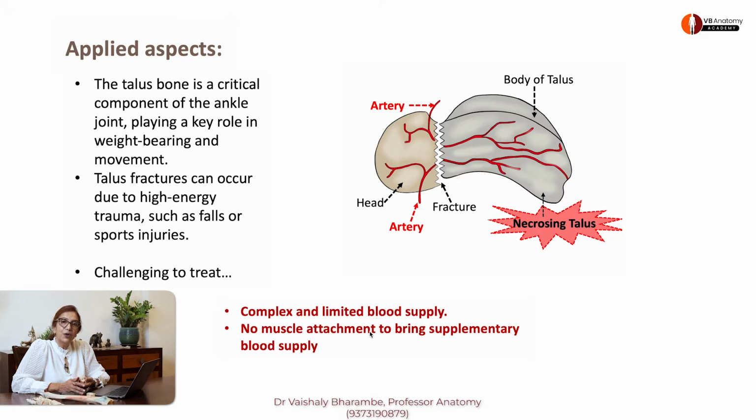The reason for this necrosis is a very complex blood supply and of course a very important absence of any muscle attachments. Wherever there is a muscle attached to a bone, with the muscle comes the blood supply. So if there is no muscle attachment, it has comparatively lesser blood supply. Right. So with this we finish our wonderful tortoise, the talus.